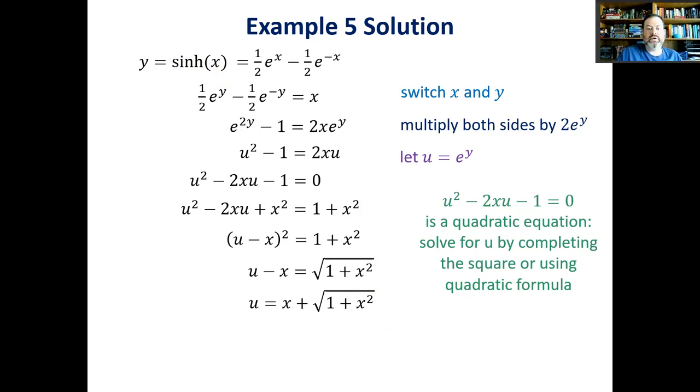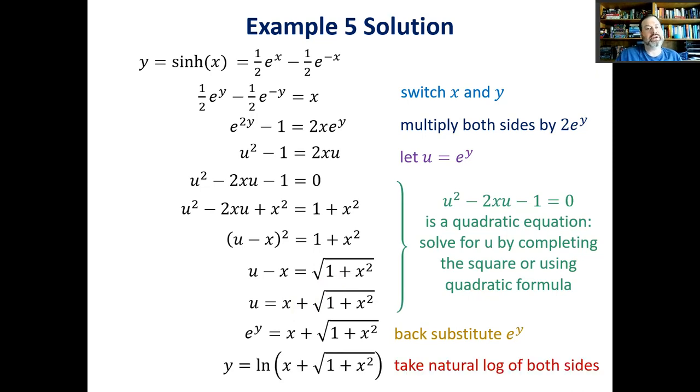It could be negative, but you can't pick both because it won't be a function when you take the inverse. So that whole thing was completing the square. Again, if you did quadratic formula, you'd get a plus or minus here. You just can't keep both of the plus and minus or it's not an inverse. You have to pick one or the other. Then you back substitute e to the y in and take natural log of both sides, and you're done.